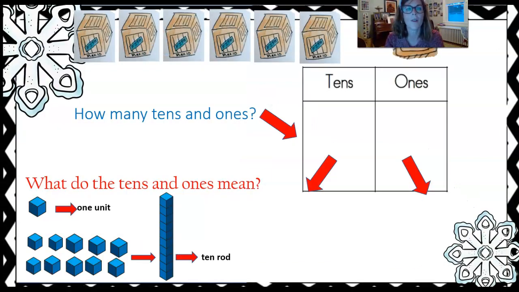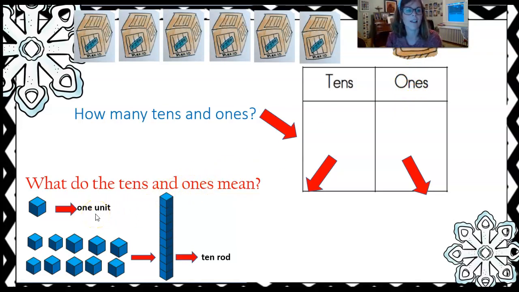Let's think about how many tens and ones there are. I have put the boxes from the story across the top of our screen. So let's count each box, and remember each box has 10 fish in it. So 1, 2, 3, 4, 5, 6 groups of 10. And there are 4 left over. Those are our ones. But what does that really mean?